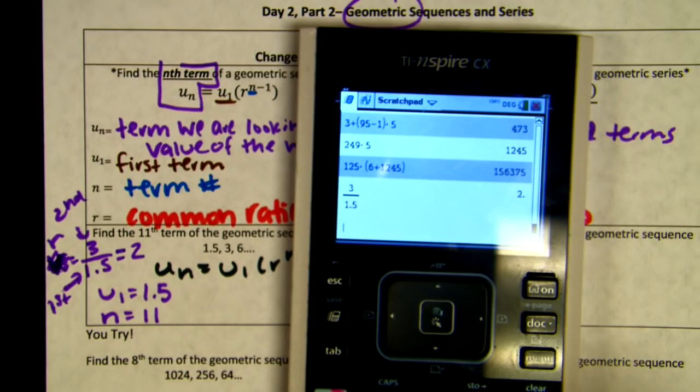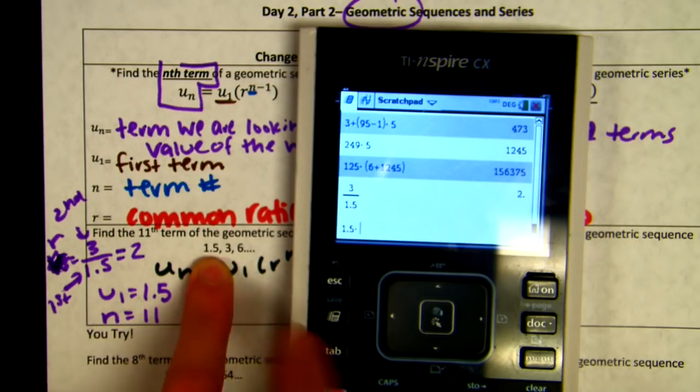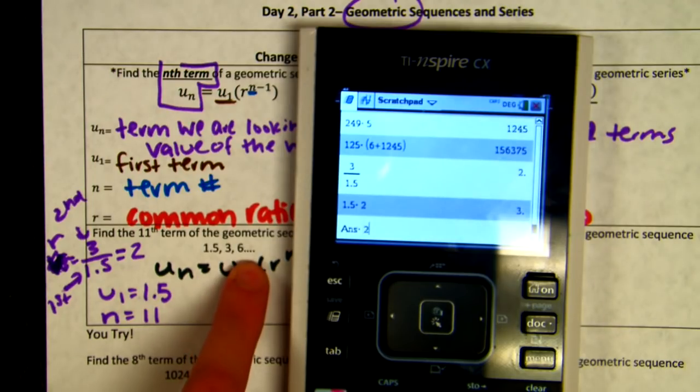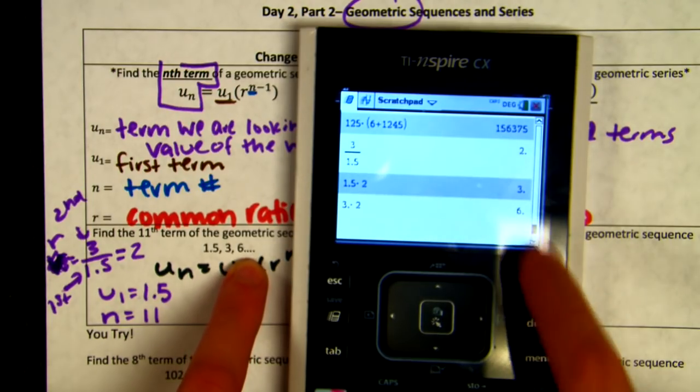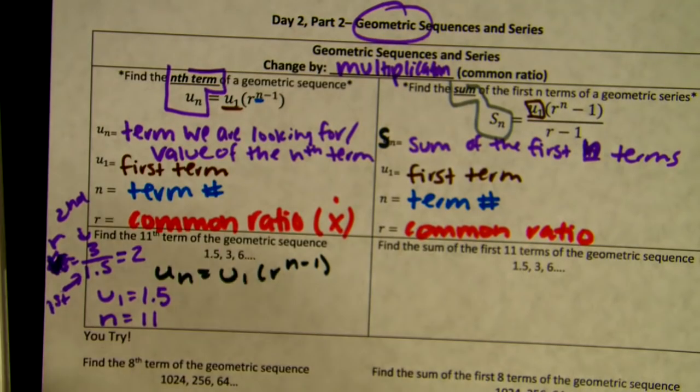How could I double check that? If I look at my first term, that is 1.5. So 1.5 times my common ratio of 2 should give me 3. If I do this again, my 3, which I have from above, times 2, my common ratio again, should give me 6. So I just double checked myself twice to figure out that I was right. So I know that my common ratio is equal to 2.